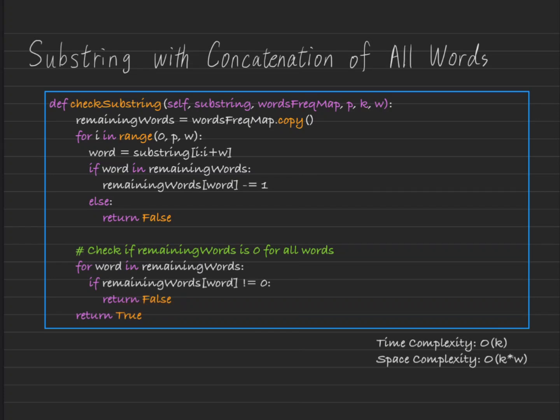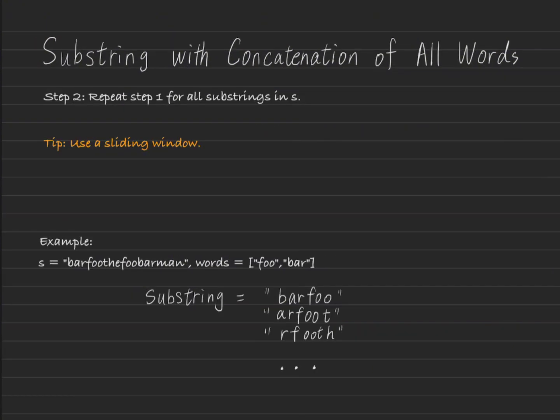The time complexity of this function is O(K), as we're checking K words in the substring. And the space complexity is O(K times W), which is the length of the substring and approximately the size needed for the hash map. Moving on to step 2. We need to get all the substrings of length P in the input string S and check if they are a valid concatenated string. This is the easier part.